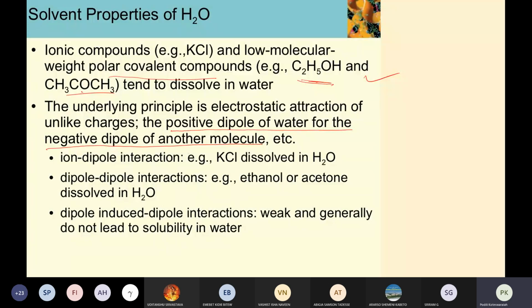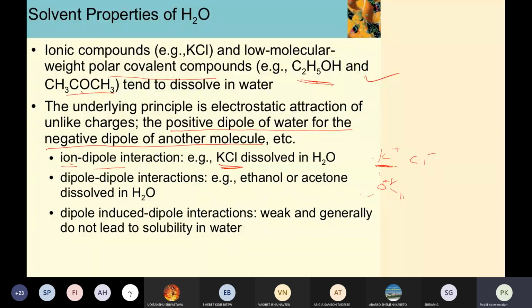So the reason behind this solubility is ion-dipole interaction. For example, in case of inorganic molecules, KCl has a K plus and a Cl minus ion, and the K plus, the positive charge, interacts with the negative dipole of the water. Therefore, KCl dissolves in water because there is an ion-dipole interaction. This is the ion and this is the dipole.